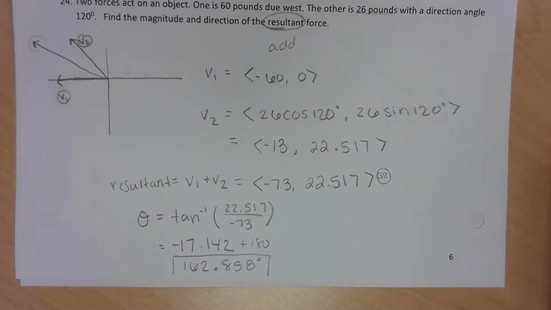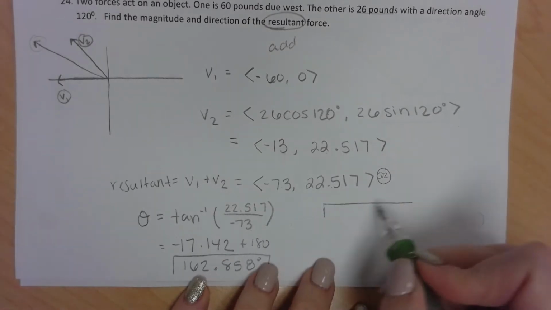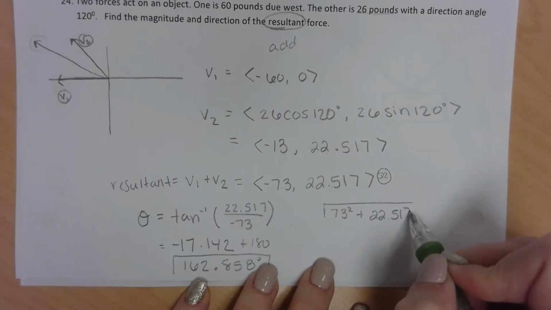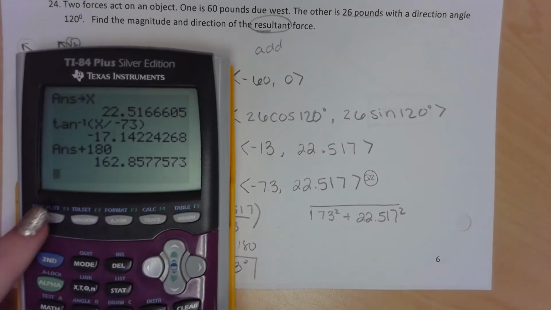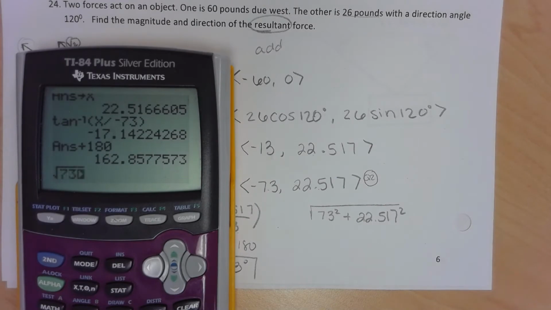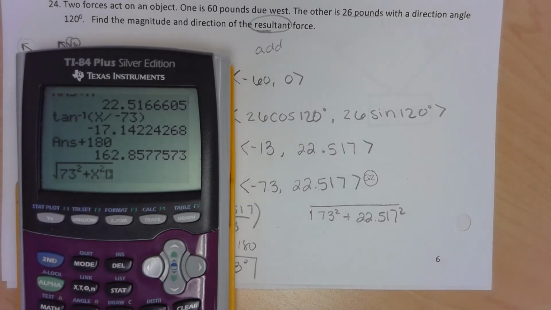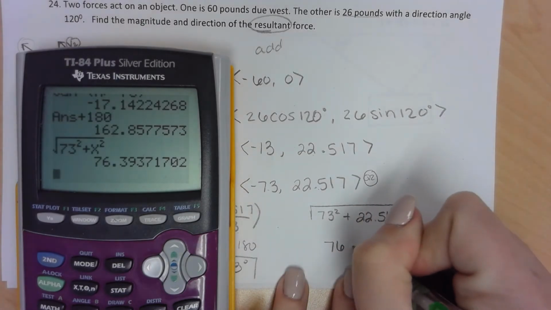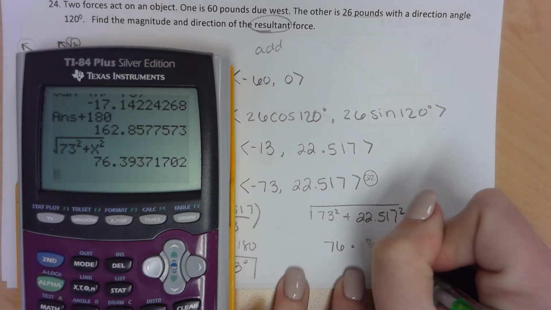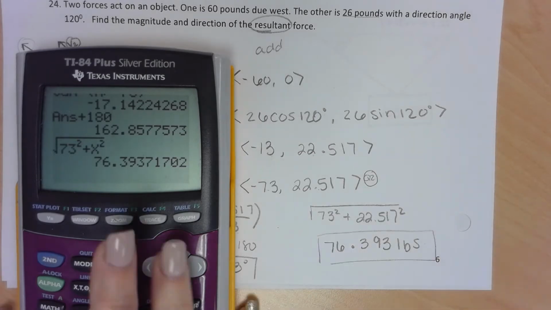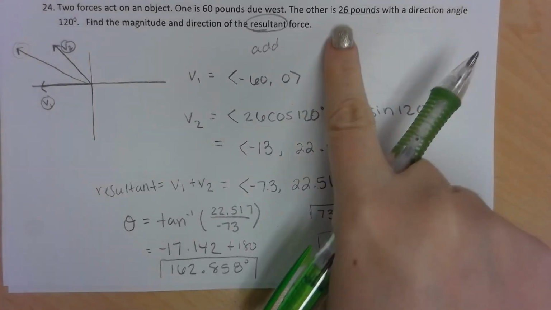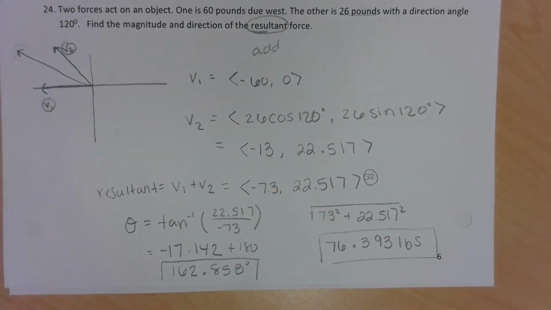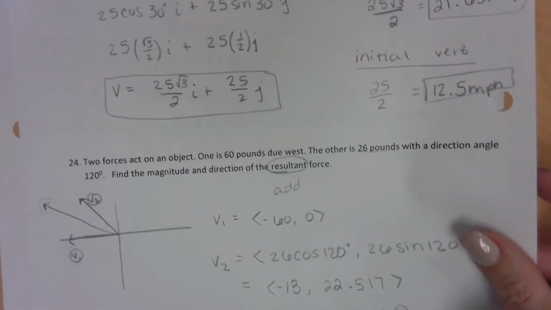Okay. Now to find the magnitude, we're going to do the square root of 73 squared plus 22.517 squared. So we're going to go through square root. Remember, we stored that as x, so I can just hit x there, which makes our lives really easy, which gives us 76.393, and we're going to say pounds. Okay? Pounds. All right, so not so bad.